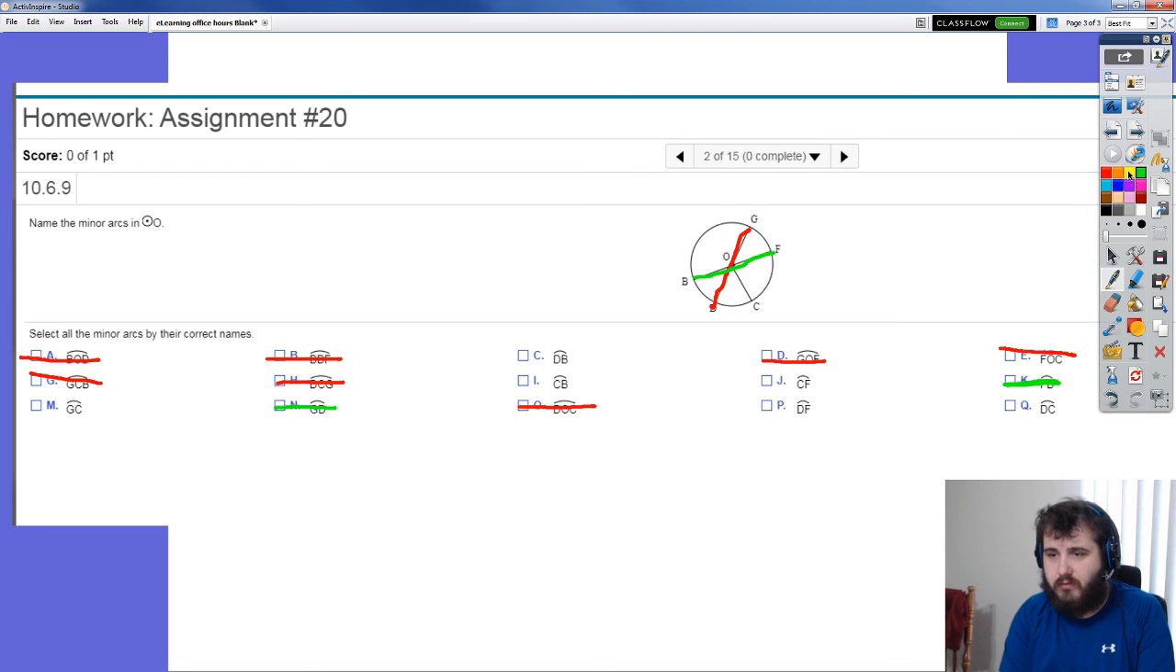Let's get a different color for that. Let's get blue. So the rest of these should be the minor arcs that you're looking for.